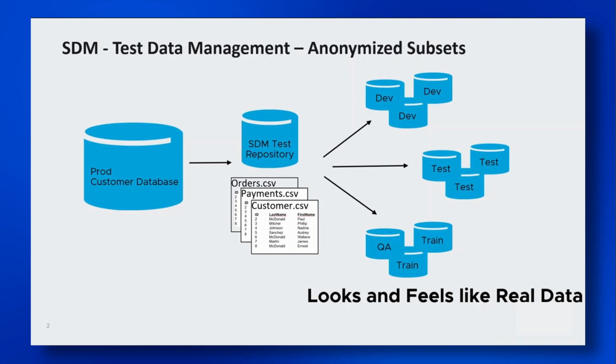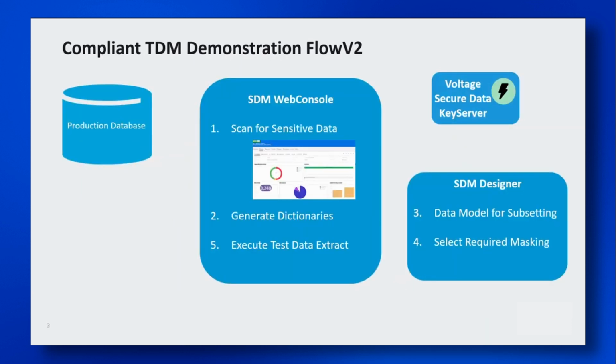In terms of the actual demonstration agenda, these are the steps that I'm going to go through. The first thing that we're going to do is show you the production database that I have. We're going to attach to that using the Web Console Data Discovery module, and we're going to scan for sensitive data. Once we understand which columns contain which types of sensitive data, we're going to generate dictionaries from the Data Discovery console. A dictionary is a random shuffled sample of data from those sensitive columns within the production database.